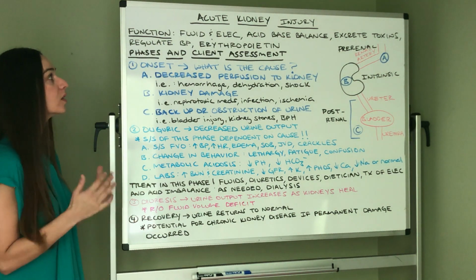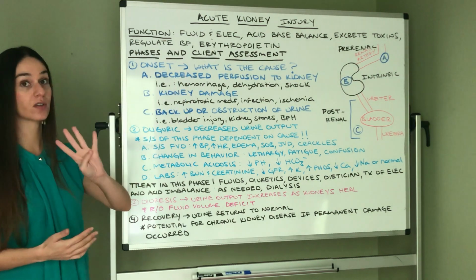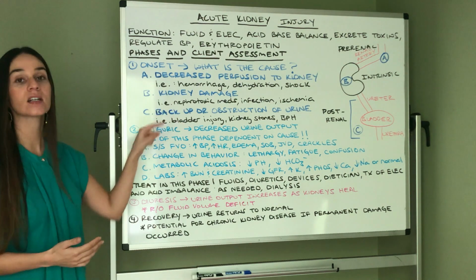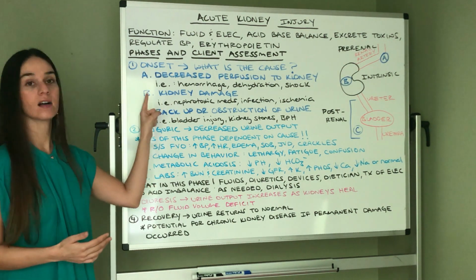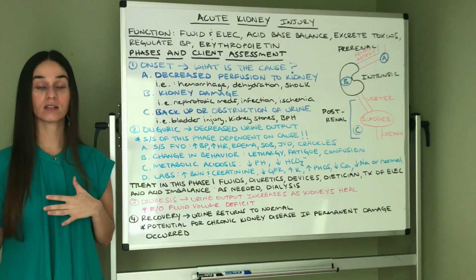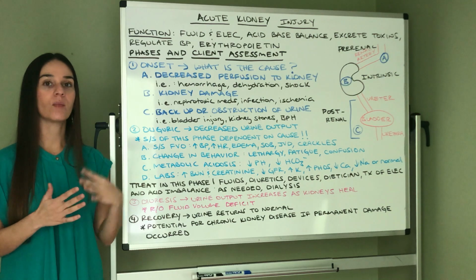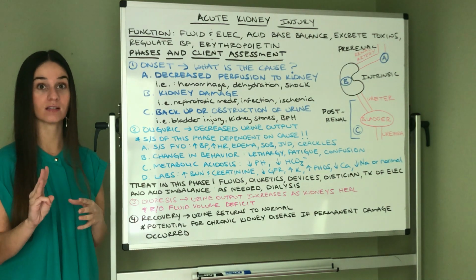So I want you to start thinking about the phases of acute kidney injury, which there are 4, and how the client looks in each phase, all right? So phase 1 is the onset. And the onset phase, I want you to think, what is the cause? So every book, all your NCLEX resources will break it down into 3 major causes, okay?